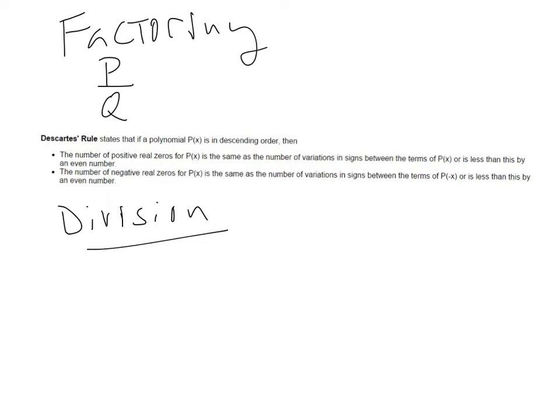So I thought I'd do some examples about how you put all this together. How do you use that P over Q rule, Descartes' rule of signs, and synthetic division or substitution to factor a polynomial? Because quadratics are easy. What happens when it's something else? So this is what we're going to do.